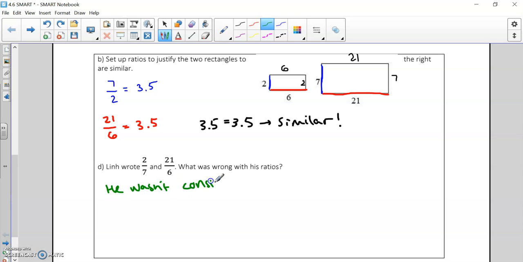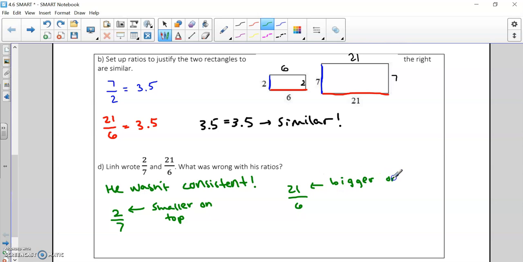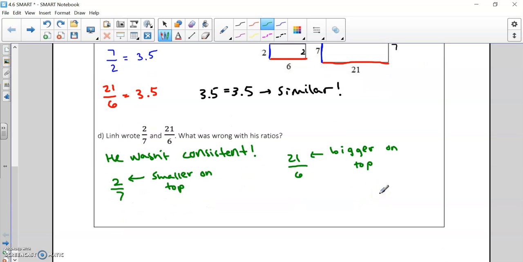All right, and here's the reason he wasn't consistent. Okay, in the first ratio, 2 over 7, he put the smaller shape on top. However, in the second ratio of 21 over 6, he put the bigger on top. And I've told you guys that you cannot do that, okay? It is absolutely illegal. You have to make sure that if you choose to go the big on top route, then you got to do that for both. If you go the small on top route, then you got to do that for both, right? You have to stay consistent.